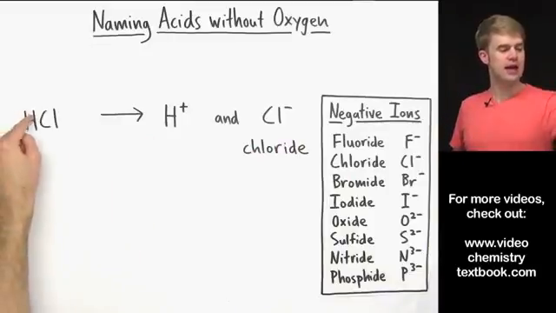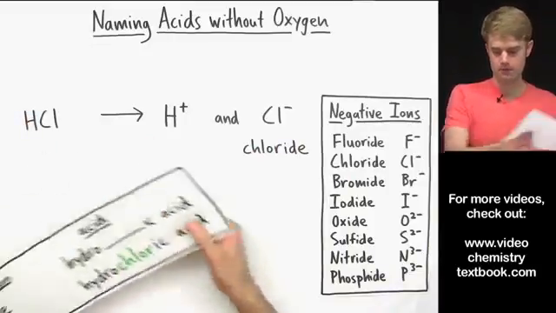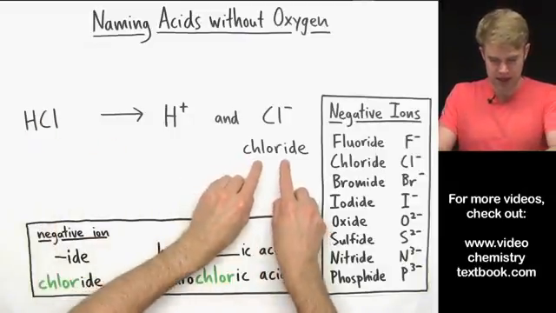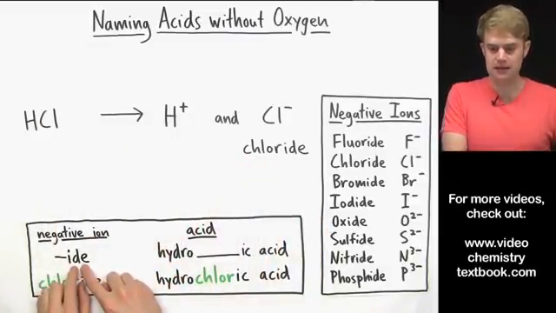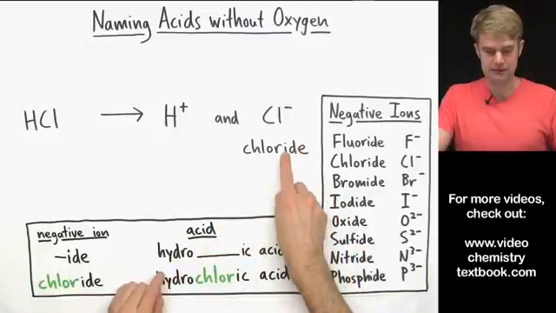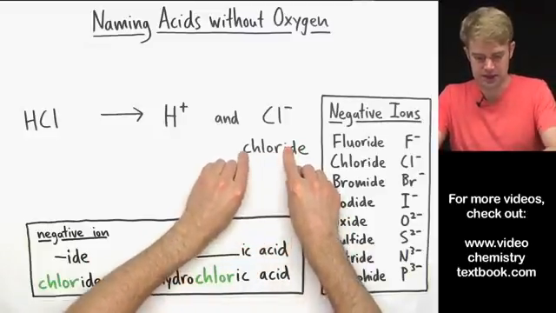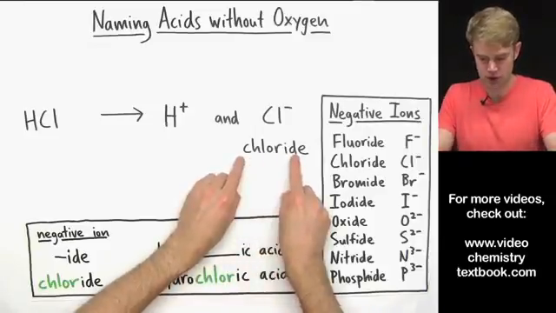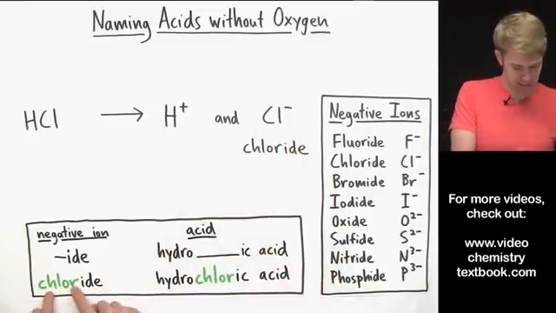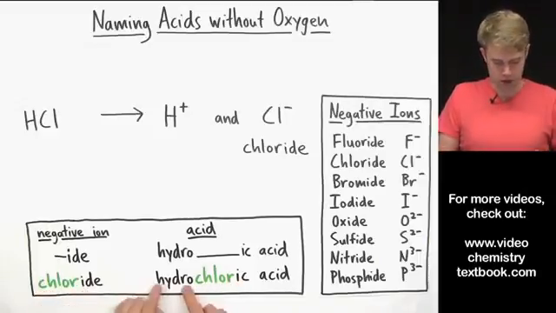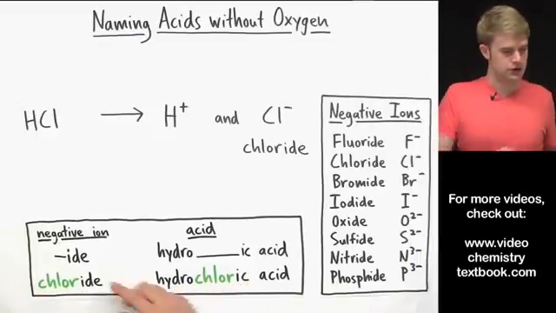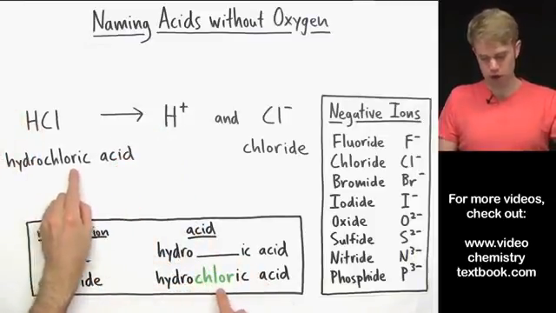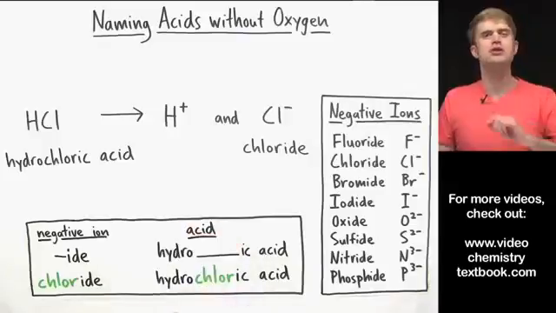So in order to name this acid here, we're going to use these rules. If the negative ion on the acid ends in -ide, you take off the -ide and then you stick this name between hydro- and -ic. So this is chloride. We take off the -ide and we put chlor between hydro and ic. So we call this HCl hydrochloric acid.